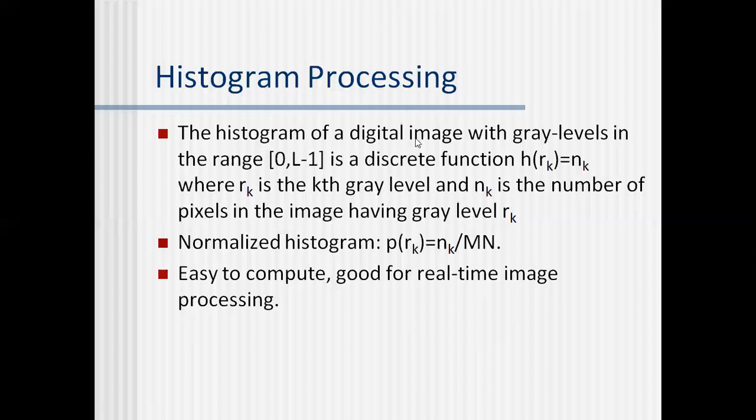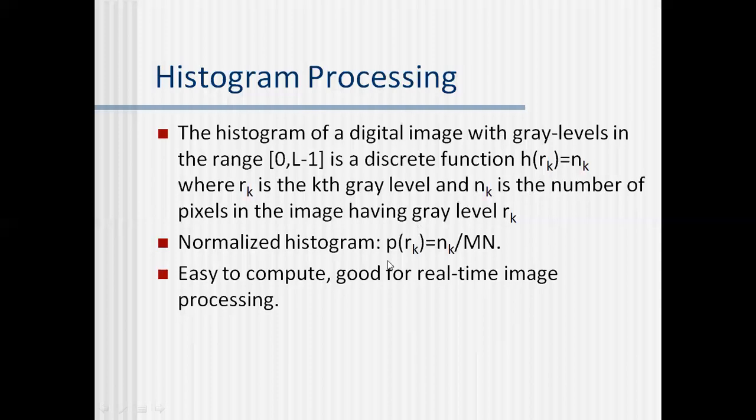because this is a discrete function using different gray levels, 0 to L minus 1. We can say that small rk is the kth gray level and nk is the number of pixels in the image having the gray level rk. So these are the two crucial terms in this.